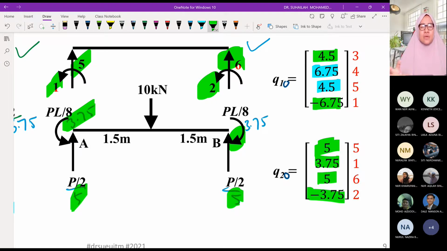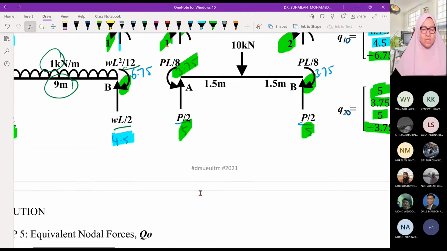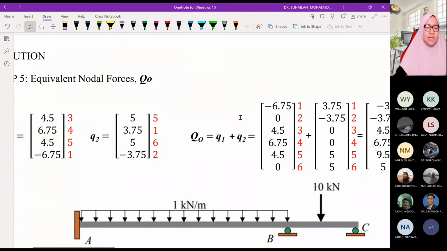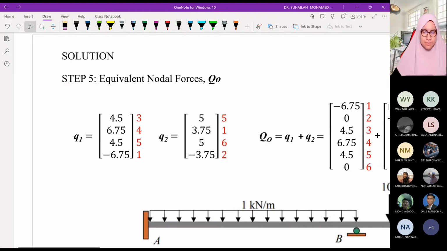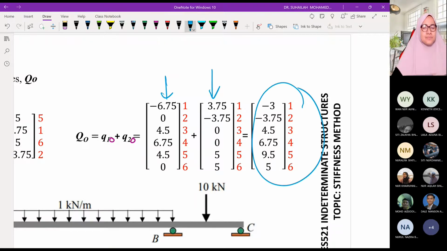We have to combine to get the equivalent nodal forces. Okay, equivalent nodal forces. Okay, I forgot to put this. Okay, Q1 not and Q2 not. Again, here also the same. And actually, you don't have to show this. You don't have to show this. This is just what we want.